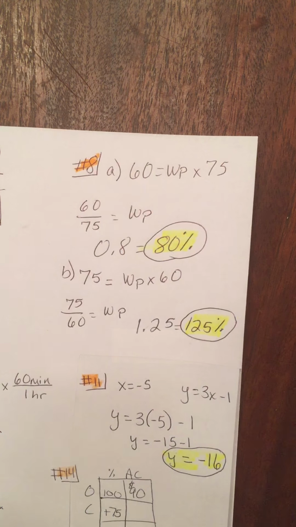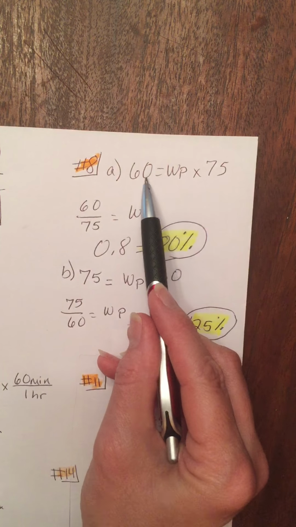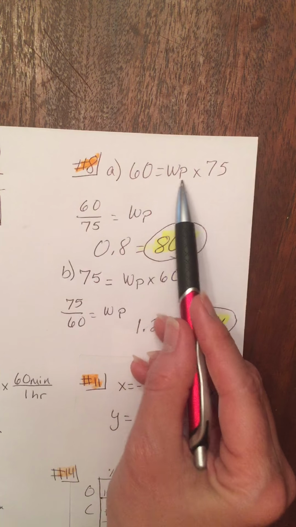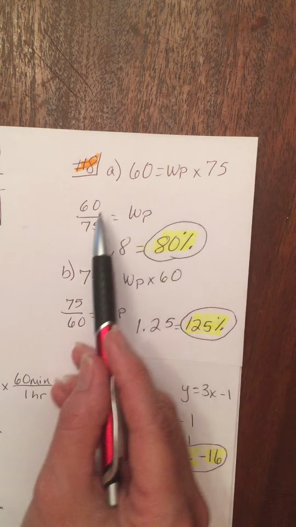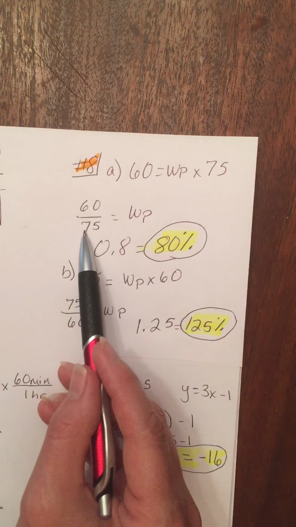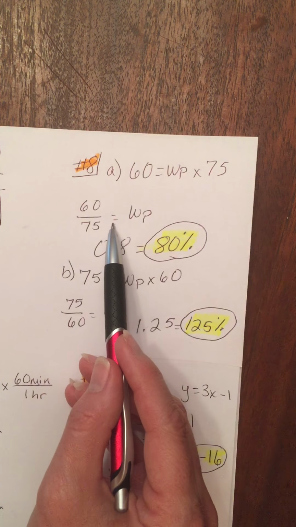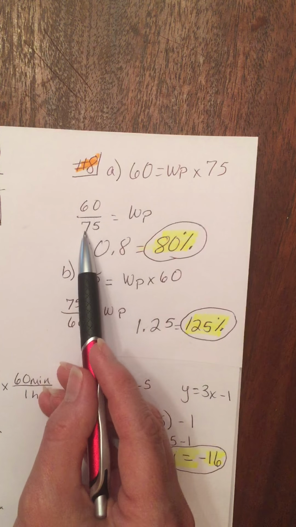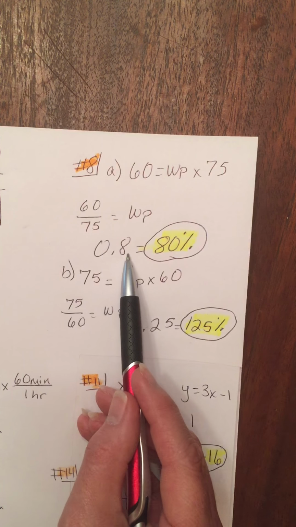Number 8. We had a couple of equations, words we needed to write into equations to solve them. It says 60 is what percent of 75? So I divided both sides by 75. 60 divided by 75 equals what percent? 60 divided by 75 gives me 0.8.